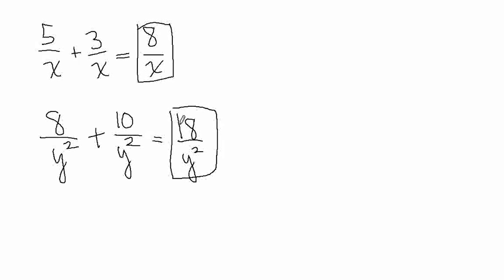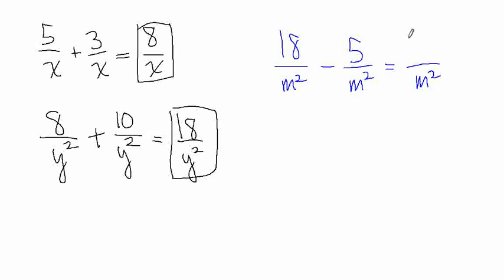All right, let's do a difference now. So how about 18 over m squared minus 5 over m squared? The denominators are the same, so we can subtract the numerators. 18 minus 5 is 13.